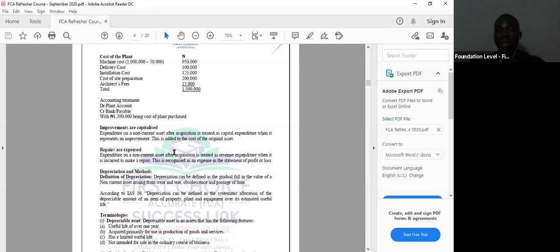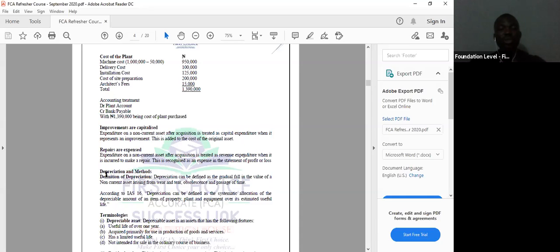But if it's for repairs, like changing of plugs, fuel, oil, grease, all this normal maintenance, that amount will be expensed. And when it is expensed, it's going to be found under our profit or loss account. But if it's capitalized, it means that we are adding to the carrying amount of the asset. It means that the capital amount will be found under the statement of financial position.